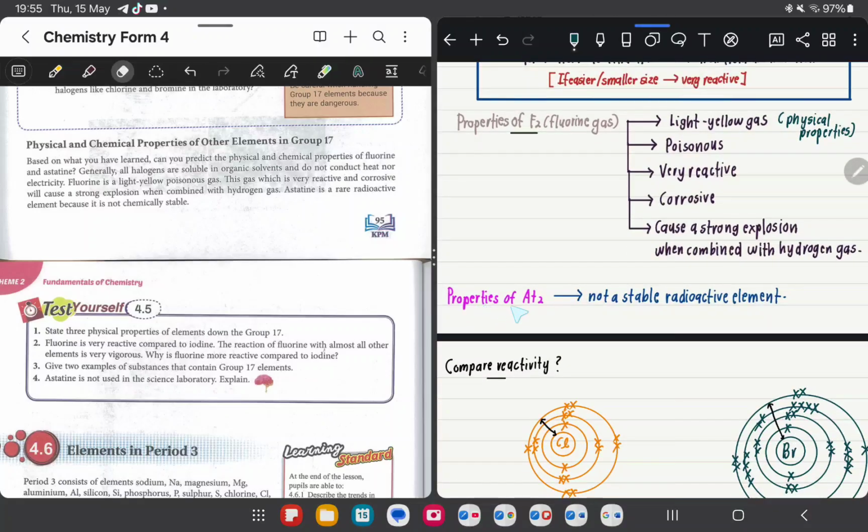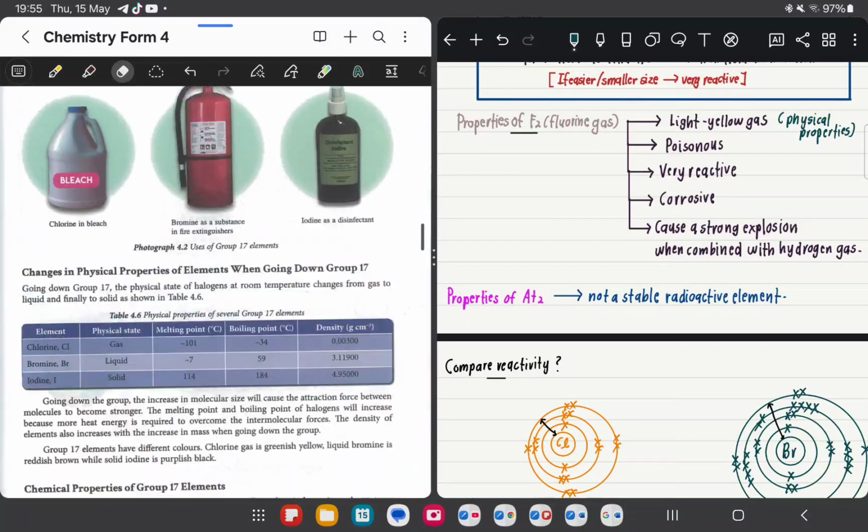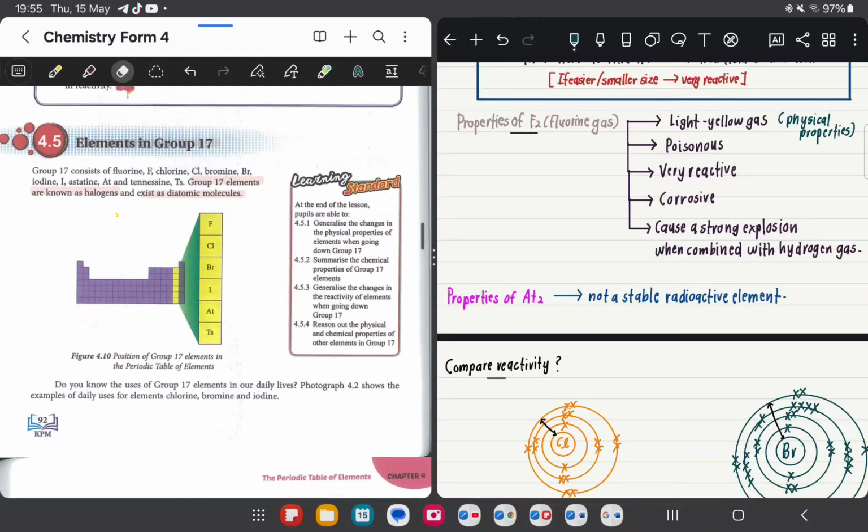Alright, and then finally properties for astatine. Astatine is a rare radioactive element which is not chemically stable. So that's why we didn't study astatine also. While tennessine, the final one, the last one, TS, why we didn't study about them? Because as far as I'm concerned, they say it's a newly discovered halogen. So that's why we didn't study about them.